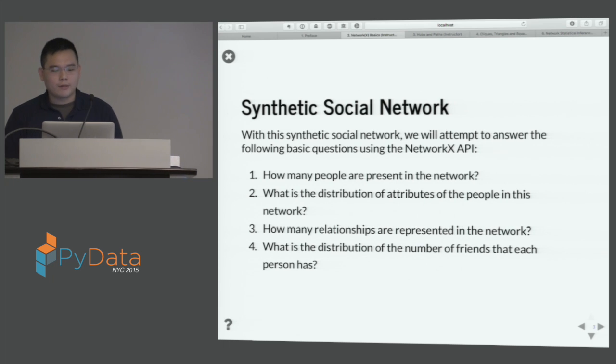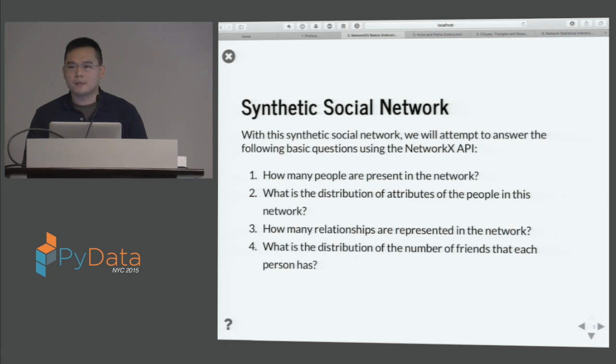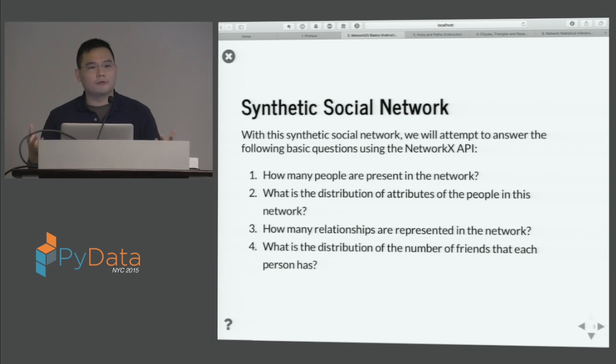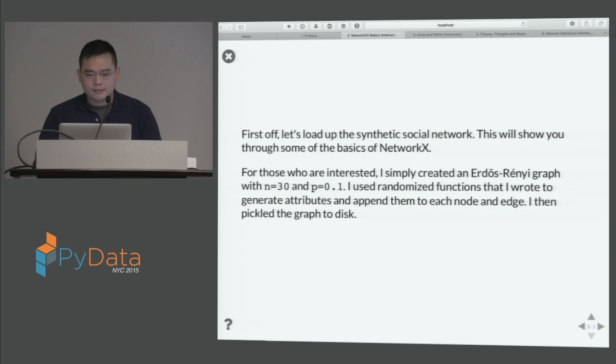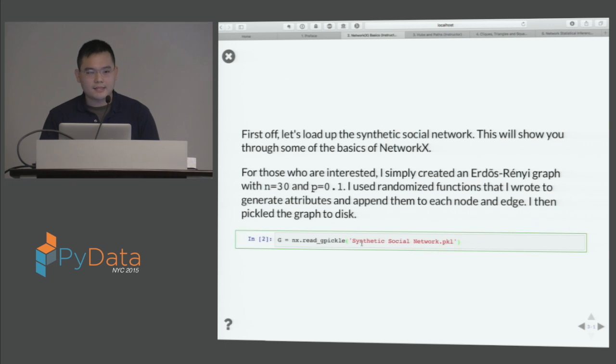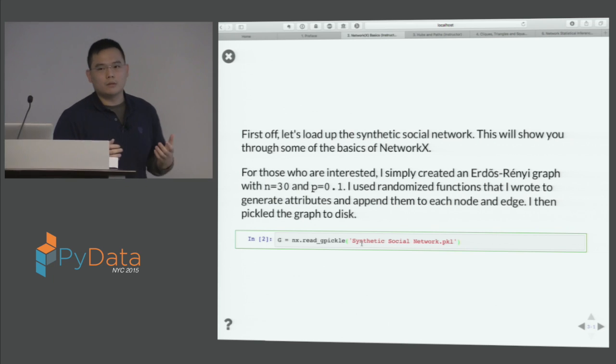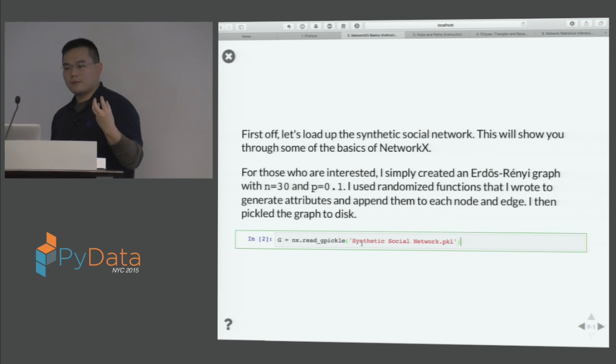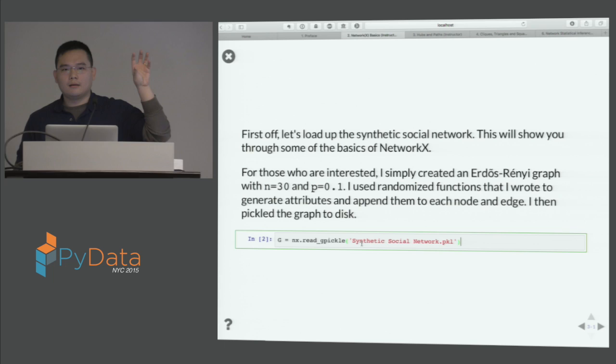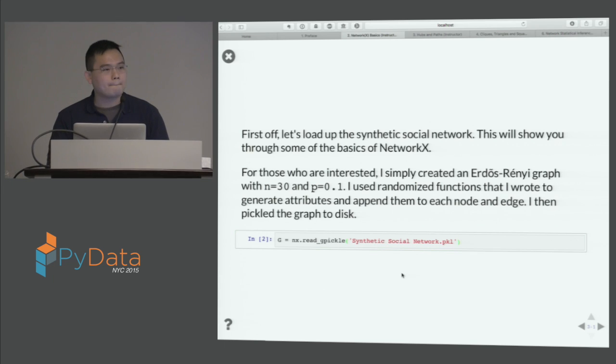In this social network, we're going to answer the following questions. How many people are present? What's the distribution of attributes? How many relationships are there, and what's the distribution of the number of friends each person has in the synthetic social network? All right, so let's load it up. If you could run this cell, g equals nx.read_gpickle, that will load the synthetic social network into memory, and it'll have the variable name g. Just run that cell really quickly.